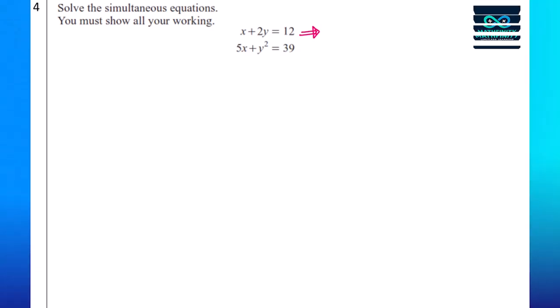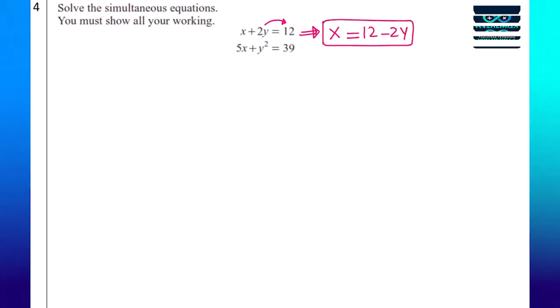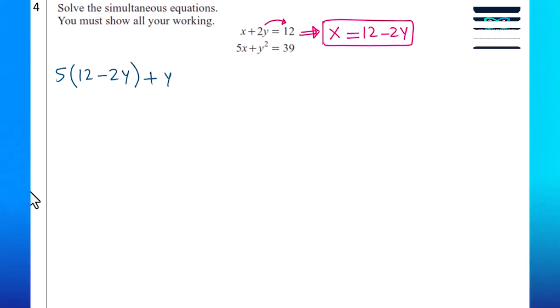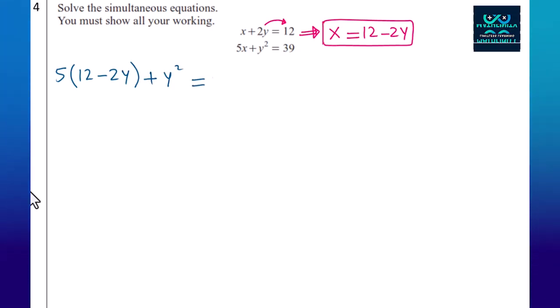So it is easier here to separate x. So I will shift this positive 2y to the other side. So we will write x is equal to 12 minus 2y. This value of x we will substitute in the quadratic equation. And we will write 5x. In place of x, we have to write this value. So we will write 5 times 12 minus 2y plus y squared equal to 39.